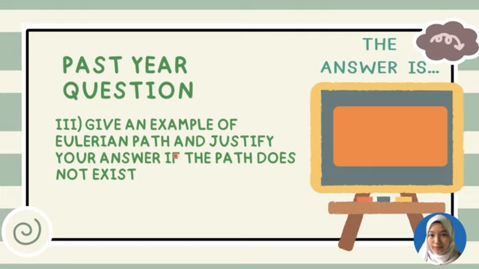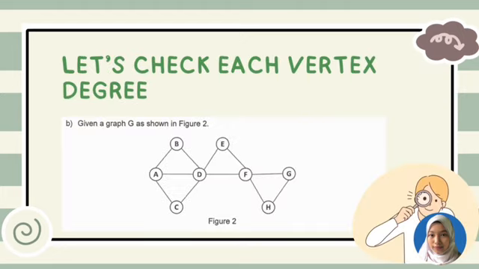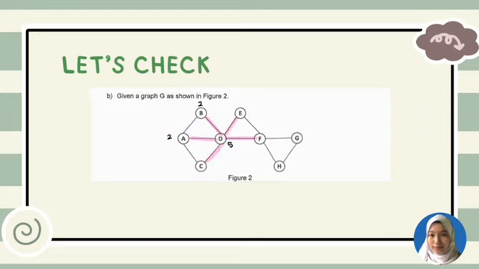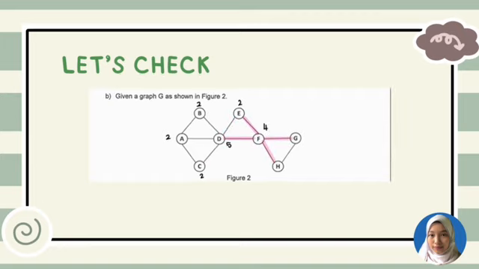As we know, an Eulerian path exists if it passes each edge exactly once, and the graph must have exactly two vertices of odd degree, two odd vertices minimum. So let's check each vertex degree first. A has degree 2, B has 2, D has 5, which is an odd number, C has 2, E has 2, F has 4, G has 2, and H has 2.